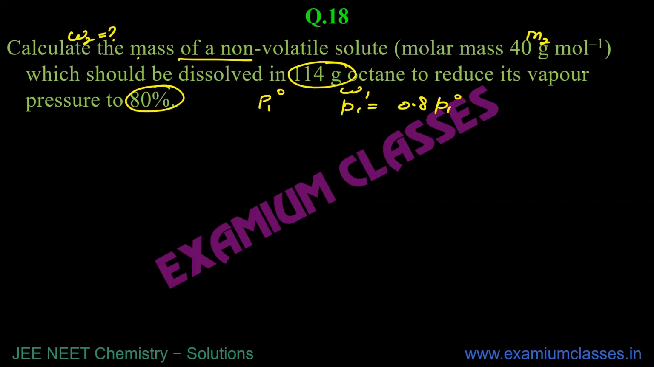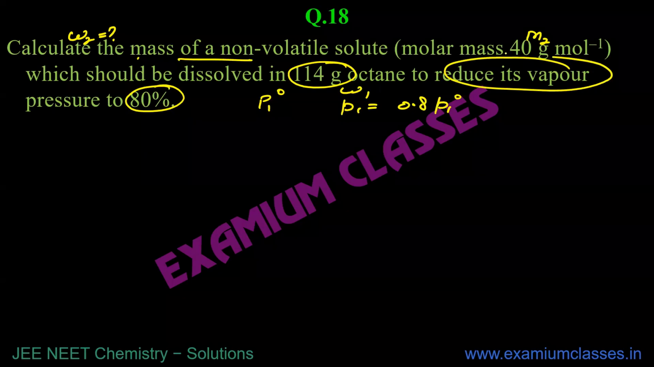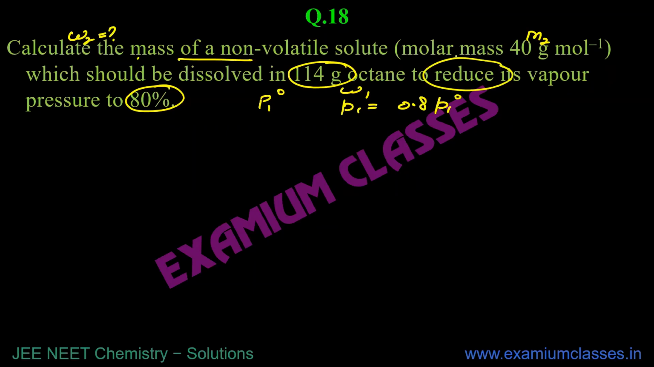And it is talking about reduction in vapor pressure. Reduction in vapor pressure means lowering in vapor pressure, which means relative lowering in vapor pressure. That formula you will be applying here. So you will be applying the relative lowering in vapor pressure formula: P1 naught minus P1 divided by P1 naught equals X2, obviously. In this case, you can't neglect anything because it is 20% reduction. So you should not be neglecting anything. So it will be N2 divided by N1 plus N2.